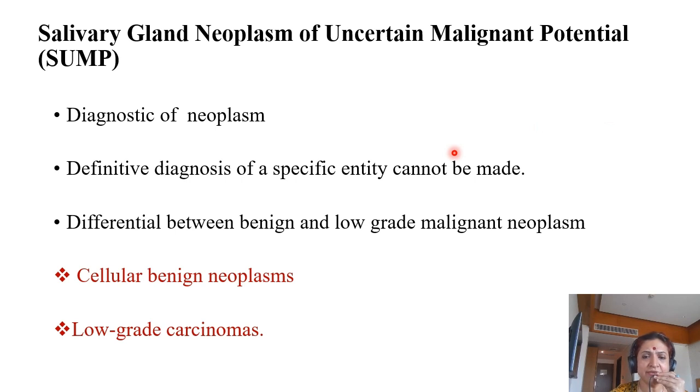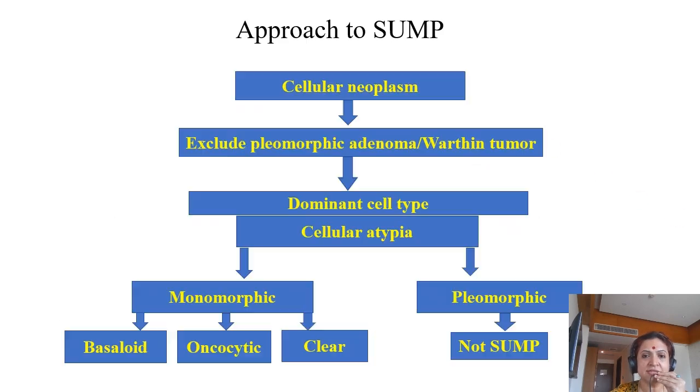So now salivary gland neoplasm of uncertain malignant potential. This is a highly challenging area in FNA. Here we know that it is a neoplasm, but you can't categorize it into any specific entity. And usually the cases that fall into this category are either benign neoplasms which are highly cellular or a low grade carcinoma. So these usually come under this category.